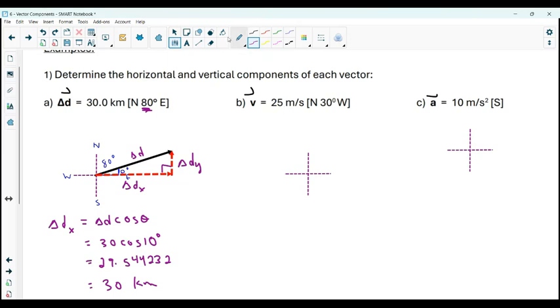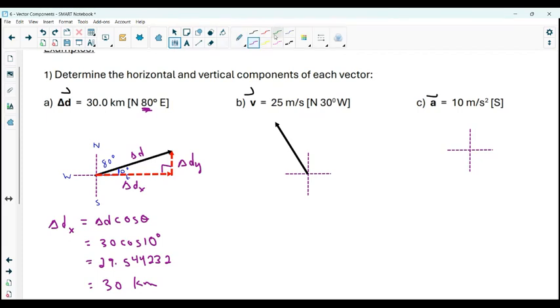25 meters per second, north 30 degrees west. Okay, so I'm going to grab another arrow here, and I'm going to say north would be straight up like that. Oh, I still have my other one. Hold on a second. Let's get my regular arrow back. There we go. Okay. So we're going to start at the center. We're going to go north, and then we're going to go to the west here, 30 degrees. Just like that. And let's move it over a little bit. There we go. Looks good.